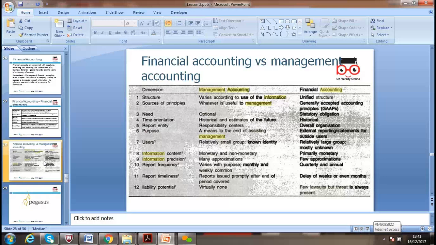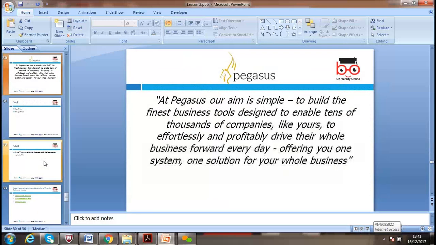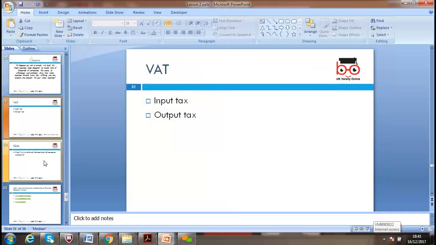Yes, yearly, twelve months is taxes. Yes, our aim is to be simplified, to build the finest business tool. Those will help us link and achieve. So taxes, both software help us to calculate the VAT as well.